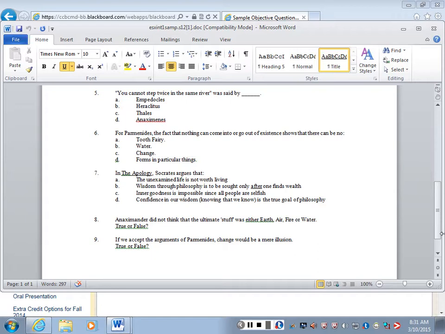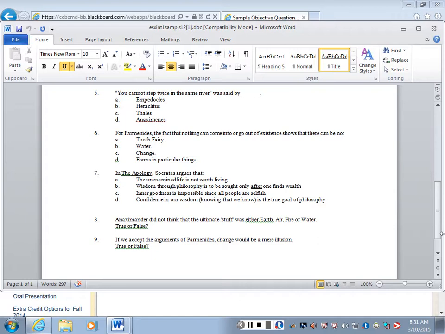8 and 9 are examples of a true or false question. And there, you know how to do it on Scantron. A is true, B is false. Anaximander did not think that the ultimate stuff was either earth, air, fire, or water. So, there was a multiple choice question that covered much the same ground. So that would be what? True. Yeah, that would be true, right? He didn't think that it was, but it was something more basic, the apeiron, right?